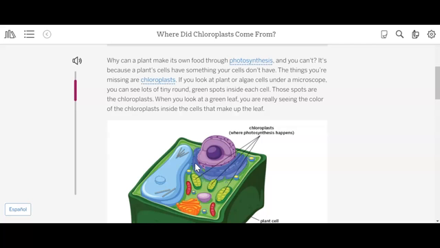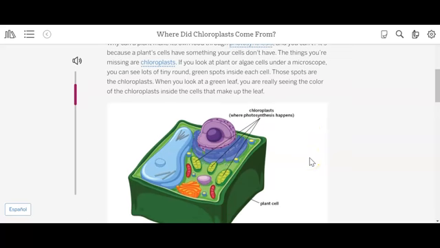When you look at a green leaf, you are really seeing the color of the chloroplasts inside the cells that make up the leaf. So if you're near a window right now and you look outside, you should hopefully see a lot of trees and bushes and the grass and everything that's started to grow and turn green. The green that you are seeing is actually you being able to see the chloroplasts that are inside the plant cells. And those chloroplasts are the reason that photosynthesis can happen.